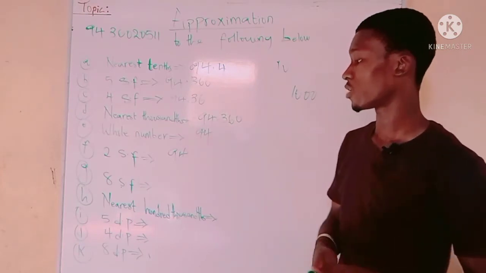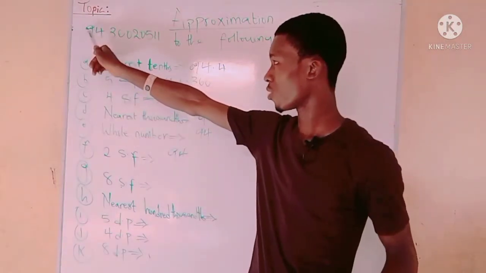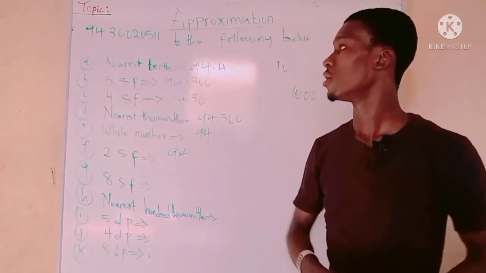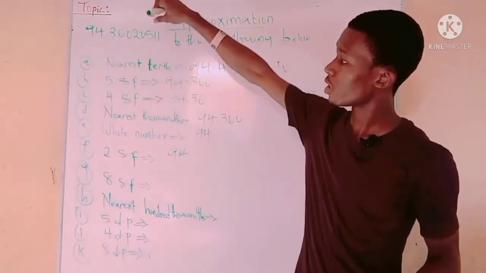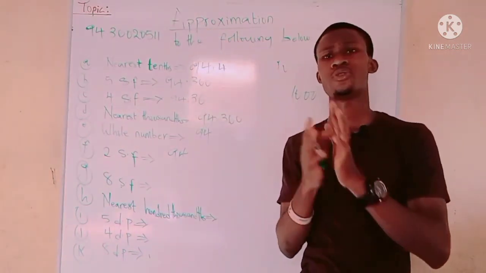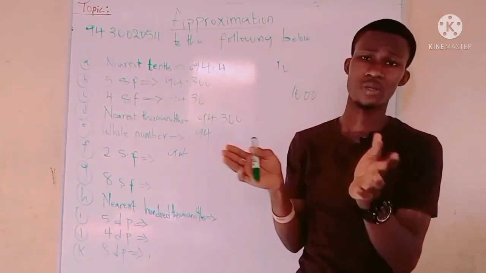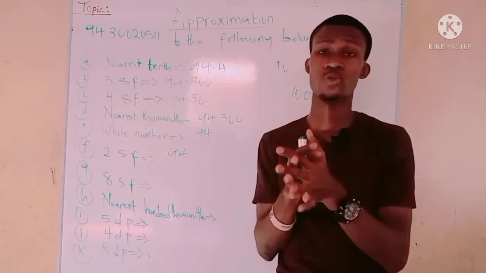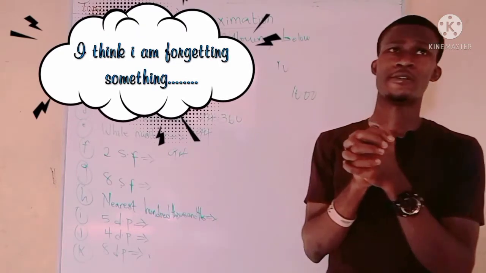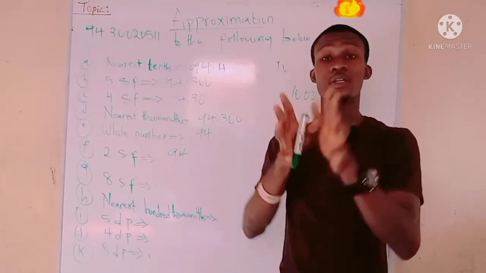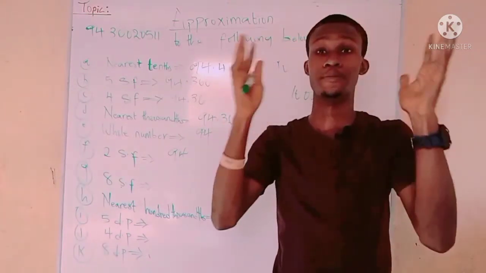Now, 8 significant figures. We count 1, 2, 3, 4, 5, 6, 7, 8. Since the 8 significant figures is stopping at 5, are we going to just write and stop at 5 and end it that way? I don't know. For many of you who know what the answer is, I think I'm forgetting some things.